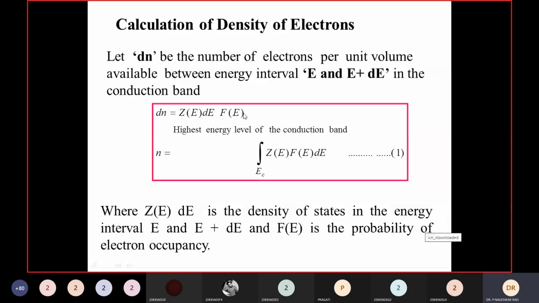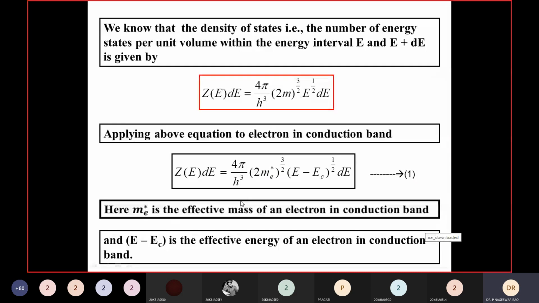Now by using that function, you have to remember the basic formula for density of the states in the energy interval E and E plus dE. You have to apply this formula in all cases, in the case of intrinsic semiconductors as well as extrinsic semiconductors.